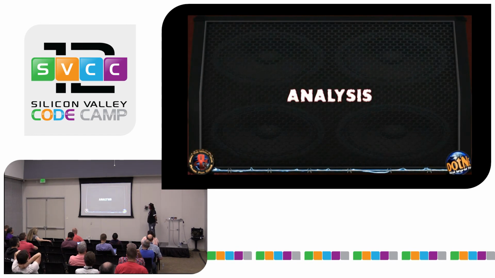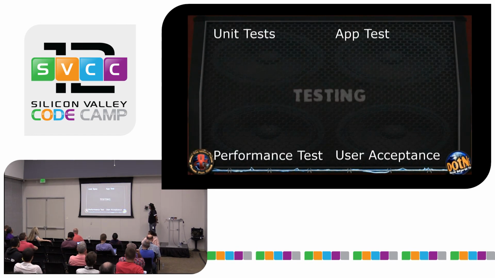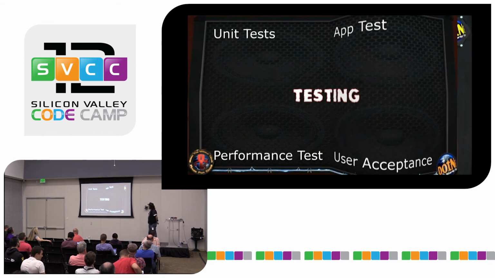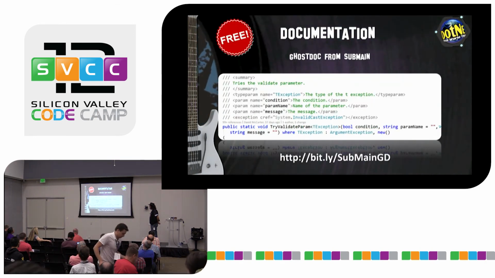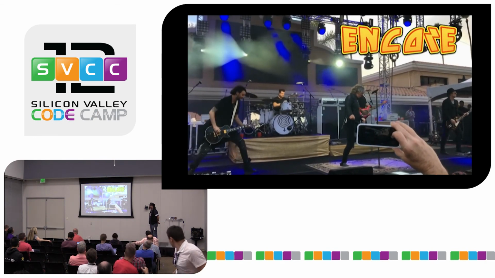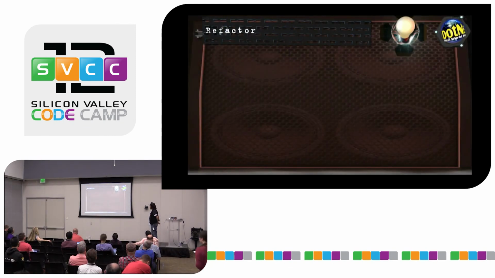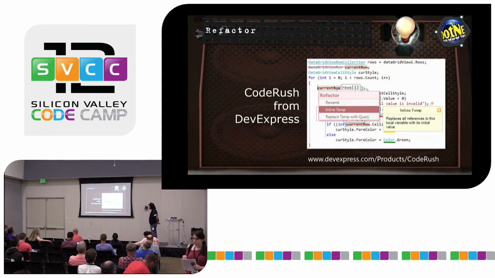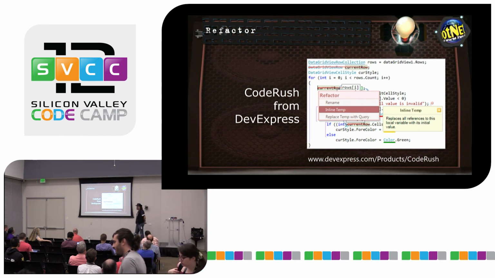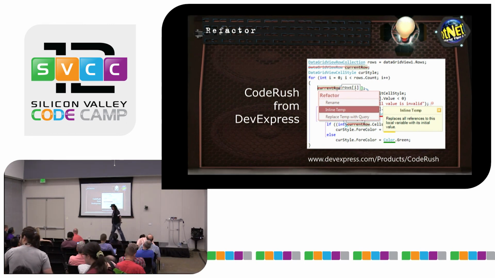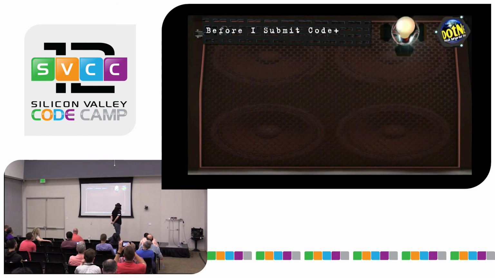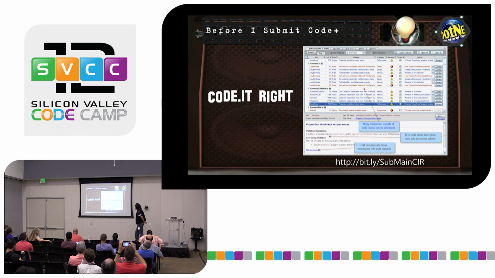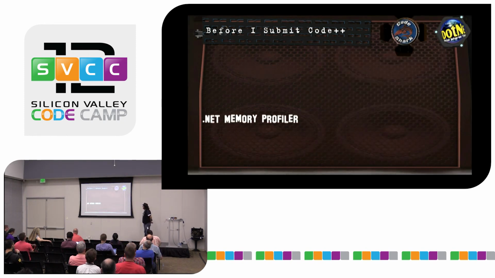Sorry, I'm out of time. Analysis, I never see people do analysis. I'd already talked about unit testing, so I'll kind of blow through that. Sorry, I tried. Documentation, use GhostDoc from SubMain. Refactor, so I use CodeRush from DevExpress. ReSharper is one of the sponsors here. Use one of them, okay? Don't use plain Visual Studio. I can't show you the, oh, I use CodeIt.Right too for analytics.